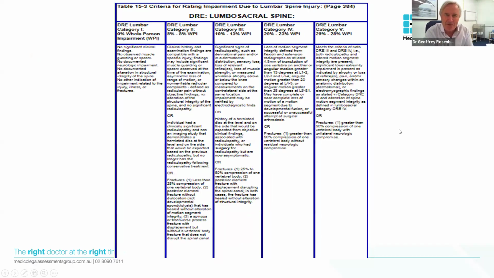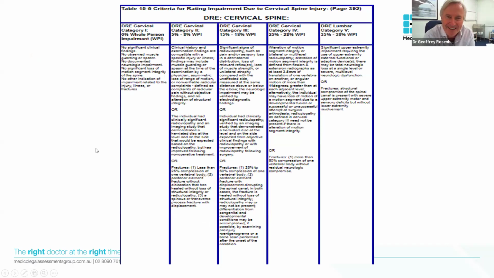Hang on, look at that misprint. There it is. Go back. Look at DRE I-III for cervical. It says DRE lumbar. Just pick that. There you go. We better keep stum about that. I'm sure it's a typo.